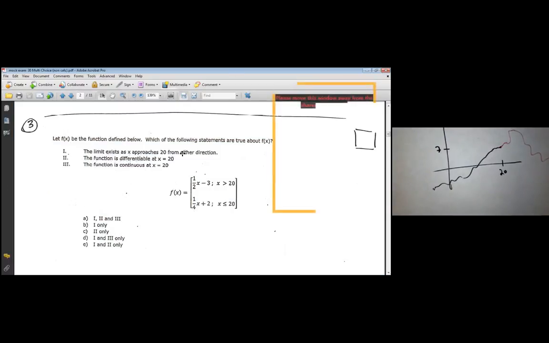Anything else, guys? A, B, C, or 1, 2, 3? Okay, number four.